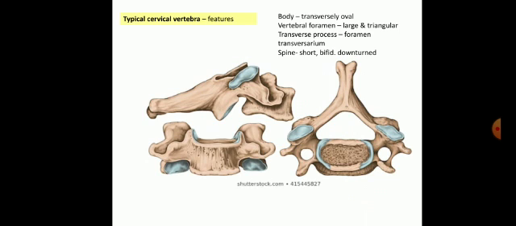Now we'll talk about the typical cervical vertebra and its features. So any vertebra will have a body. Behind the body, the vertebral foramen, and the vertebral foramen is bounded posteriorly by the lamina, that is thin and flat.